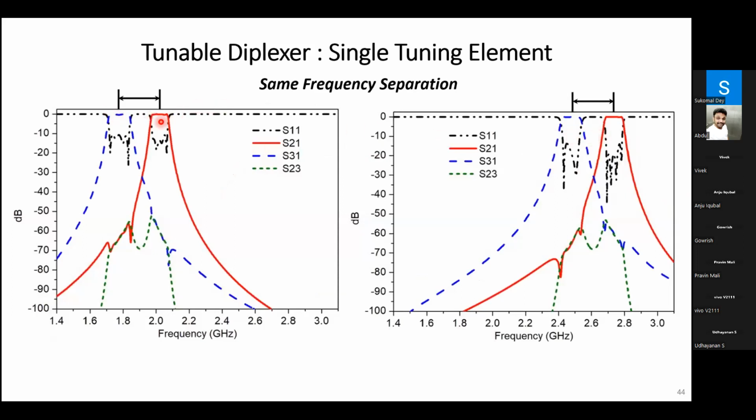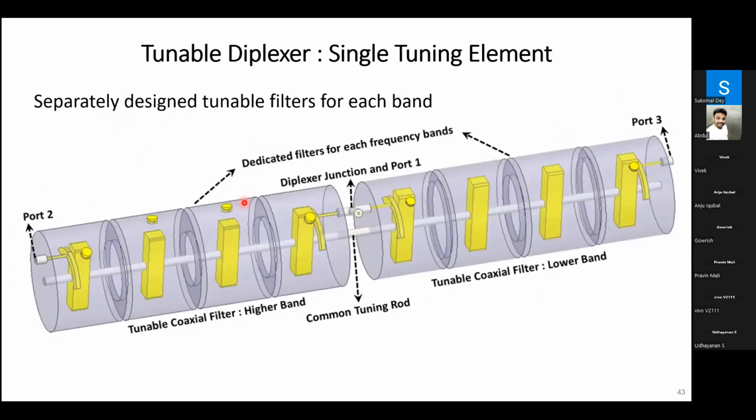Here there are 2 requirements. One thing, the bandwidth has to be constant over the tuning range. Second thing is the frequency separation between the upper band and the lower band also has to be maintained constant over the tuning range. So it is very hard to do, but we were able to do it because we designed 2 filters, one for each of the bands.